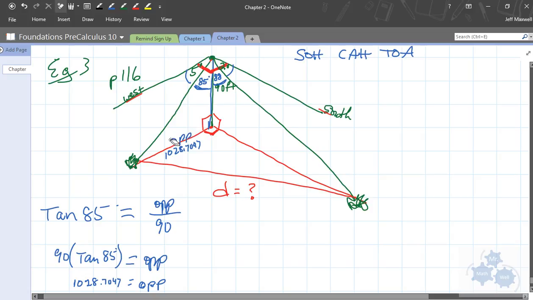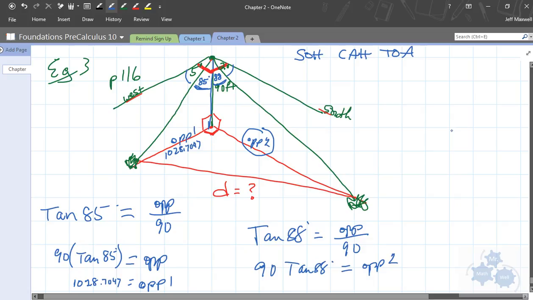and now we move to the other one here. Here's another opposite side, right? 88. So go ahead and figure out this side right here. Do that on your own. Take a couple minutes here and just finish the question, solving for D. You've got all the pieces that you need here after you solve for this, and you can solve for D. See if you can figure it out.